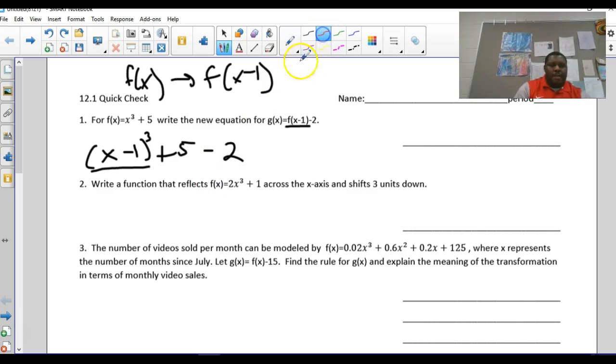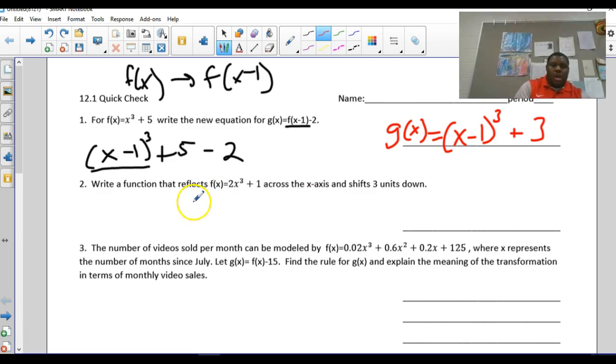Well, that's outside the parentheses. We can simplify that, and when we simplify that, we get g of x equals x minus 1 cubed plus 3, because 5 minus 2 is 3. There's your answer for number 1.